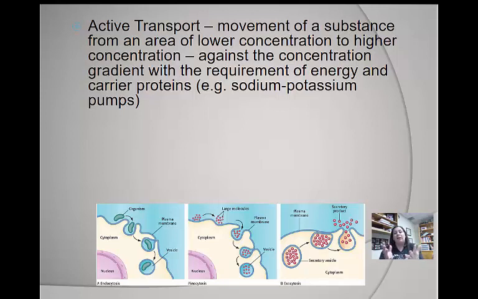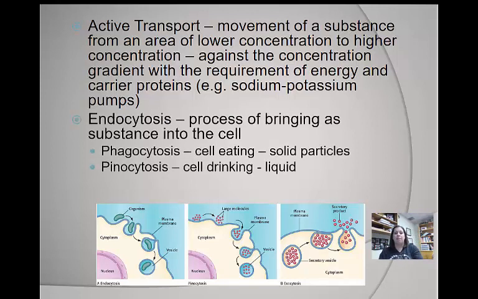So one good example in all of our cells is the sodium-potassium pump. If you'll recall, the sodium-potassium pump is sitting there pumping constantly. 3 sodiums out, 2 potassiums in, 3 sodiums out, 2 potassiums in. So it's pushing all the sodiums out of the cell and all the potassiums into the cell, and it's forcing them to go where they don't want to go, which means that it requires energy from the cell. We also see another type of active transport called endocytosis.